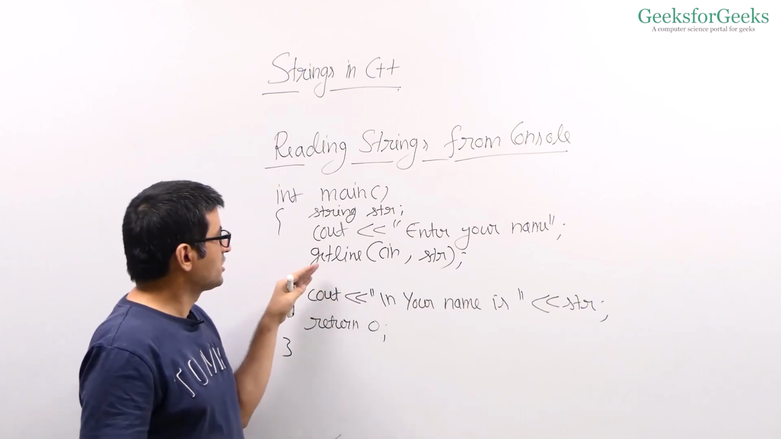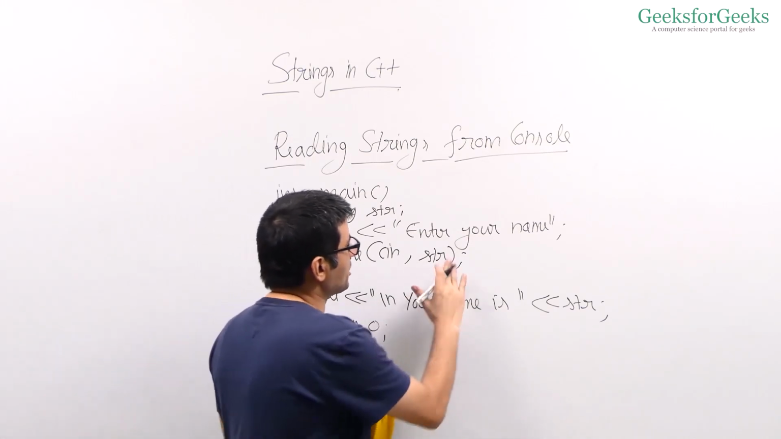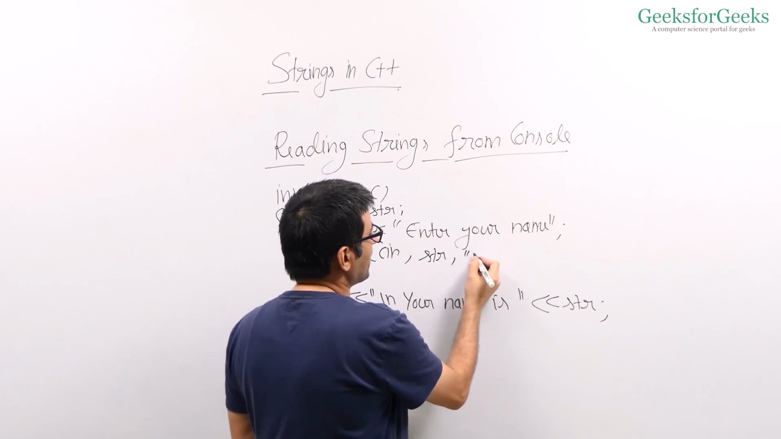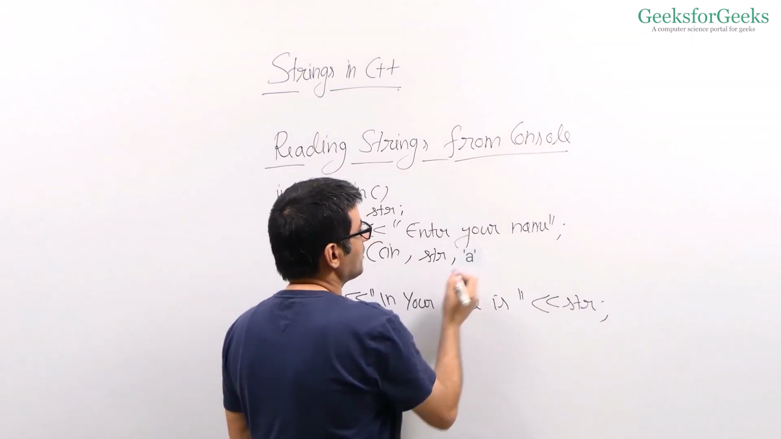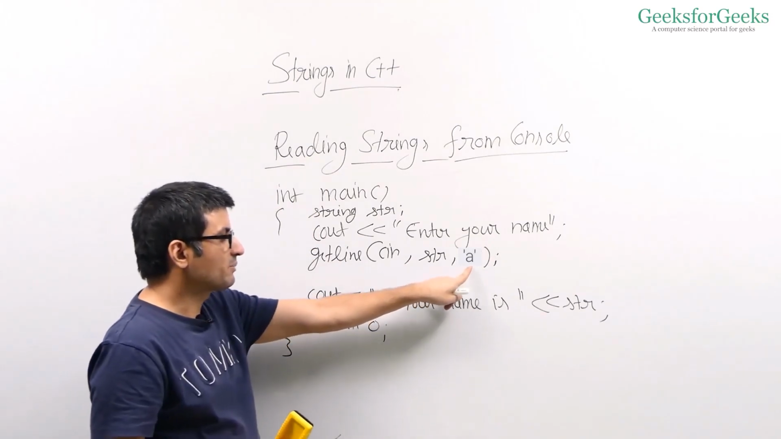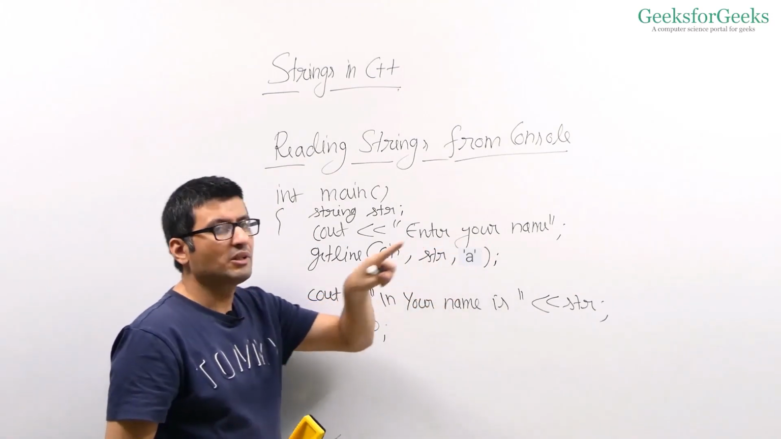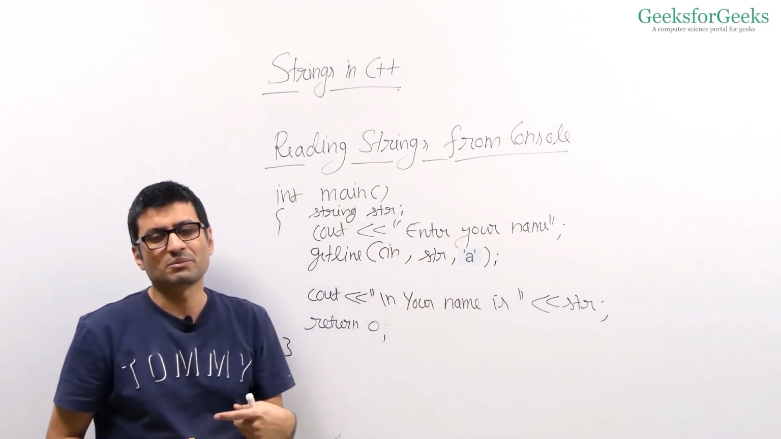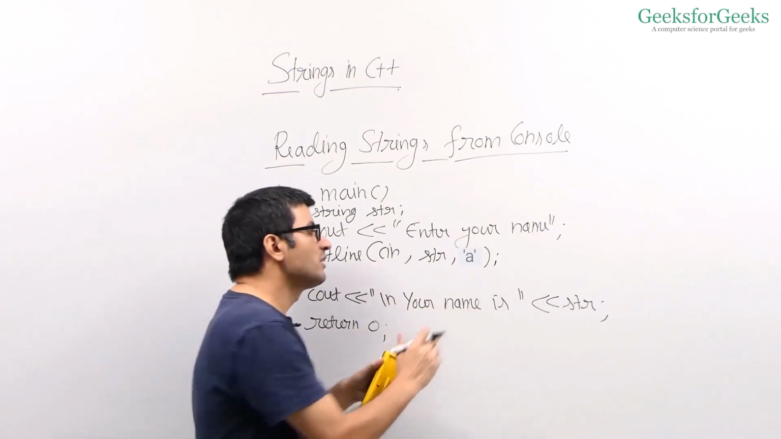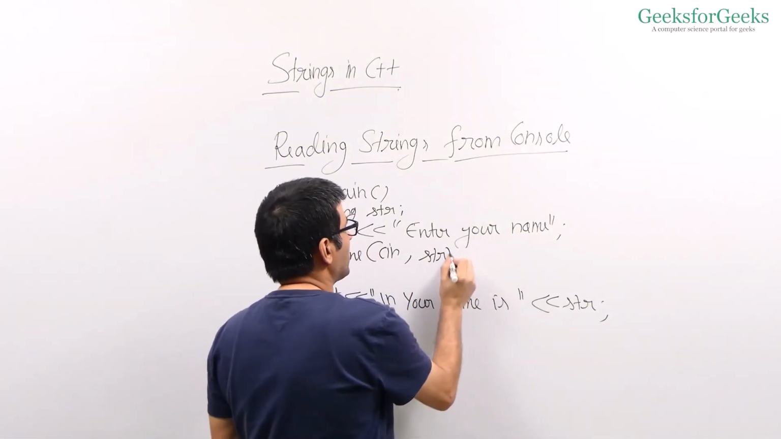So this getline has one more optional parameter which you can specify to specify the character after which to stop. For example, instead of new line, you can specify a character that please stop when you read A as input, right? So if it sees an A, it will stop. By default, it stops when it sees a new line character.